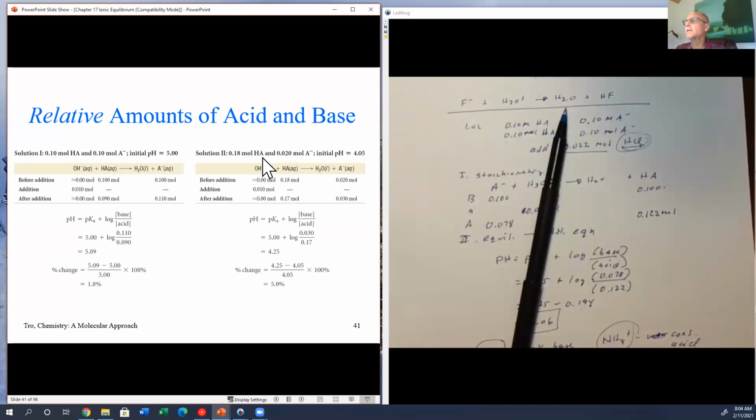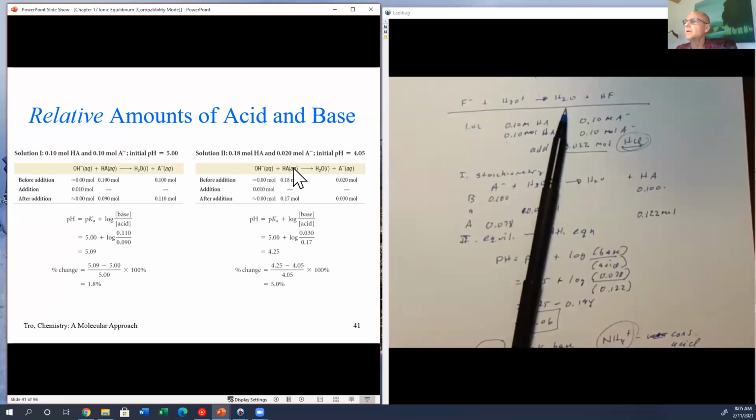Now, let's go over here to this side. This is a slightly different solution. In this case, the total number of moles of acid and conjugate base are the same. They sum up to 0.20 if I sum them both together. But in this case, I have much more of the acid than I do the conjugate base. If you use the Henderson-Hasselbalch equation to find the pH of this solution, it's 4.05 before you add anything. Now we're going to add 0.010 moles of OH minus.